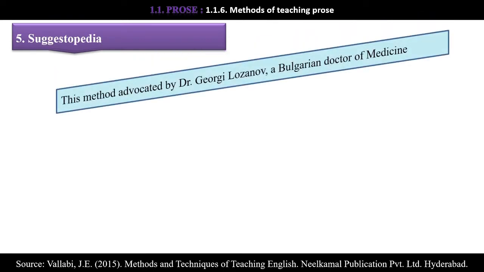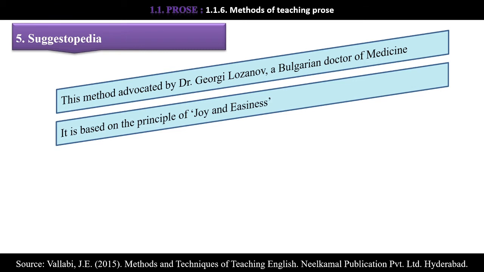Then we have Suggestopedia. This is another very important method. This method was advocated by Dr. Georgi Lozanov, a Bulgarian doctor of medicine. He invented or advocated this method. It is based on the principle of joy and easiness. Here the basic principle of this method is joy and easiness.